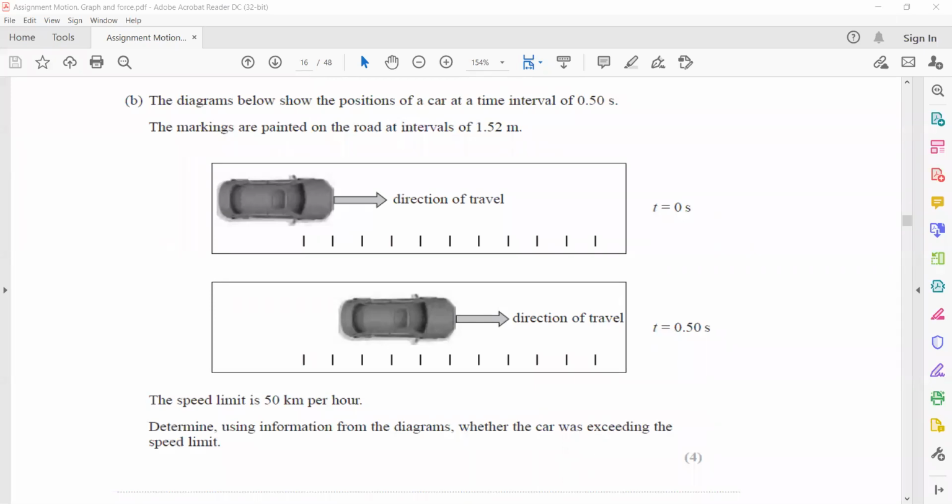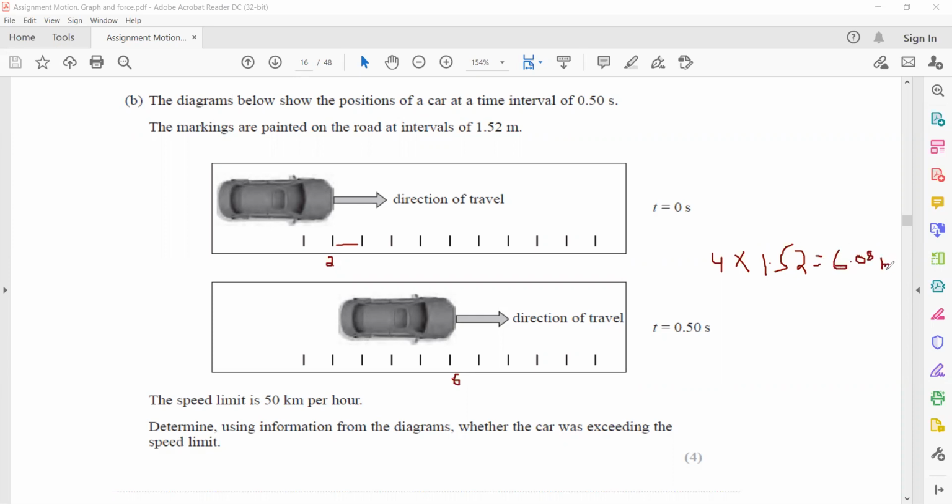So we can work out the speed from the distance between the markings. The distance is 1.52 between each mark. And how many divisions are there? For example, it starts from the second mark and we consider the third, fourth, fifth and sixth mark. So how many markings did it cover? That is 4 markings. And the distance between each mark is 1.52. So 4 multiplied by 1.52 meters, that is 6.08.